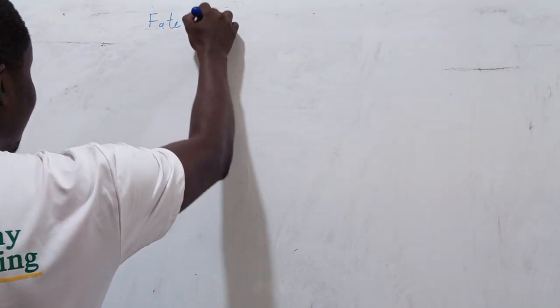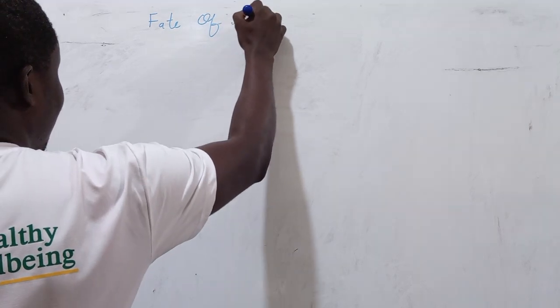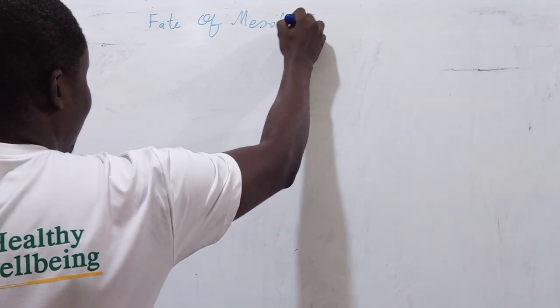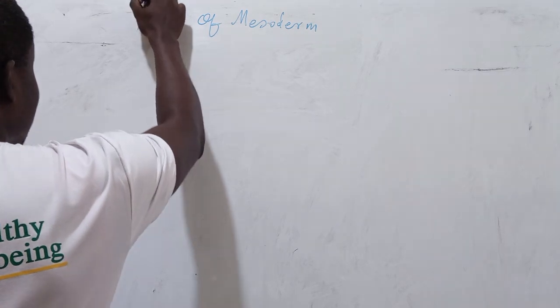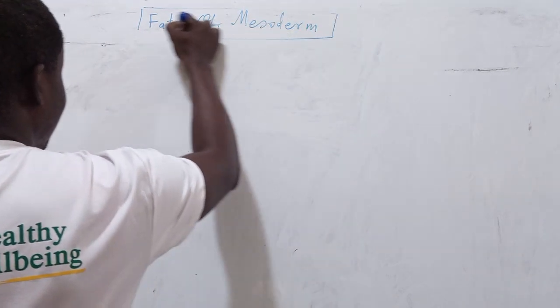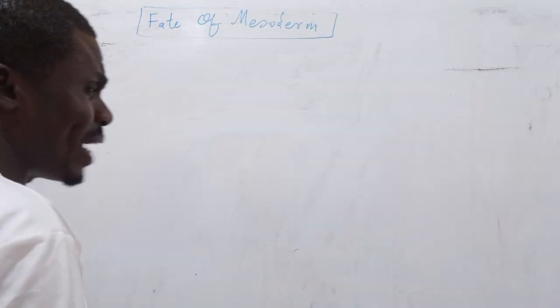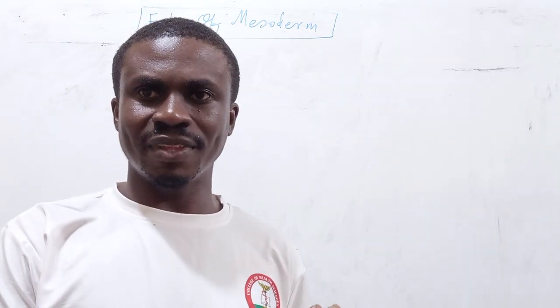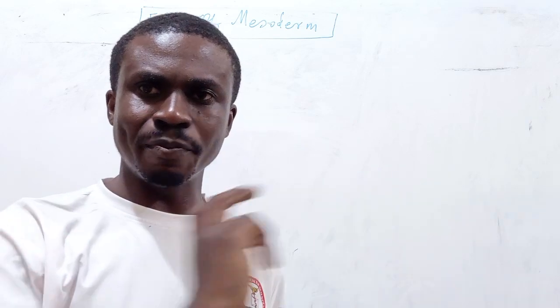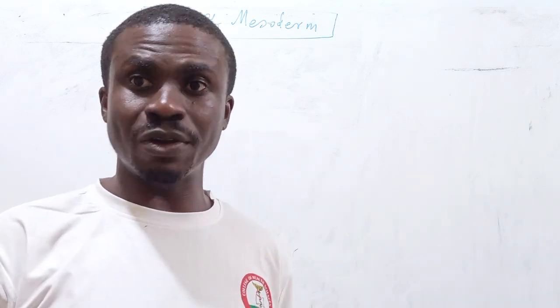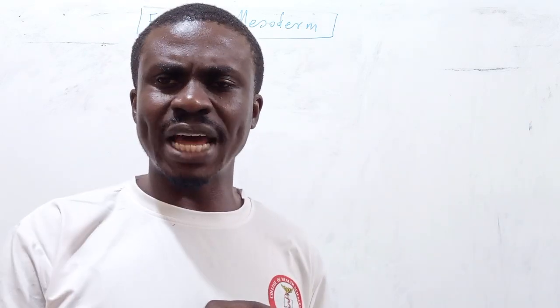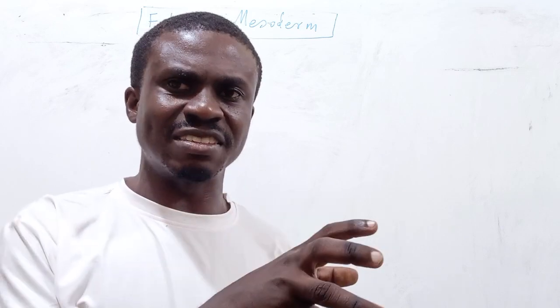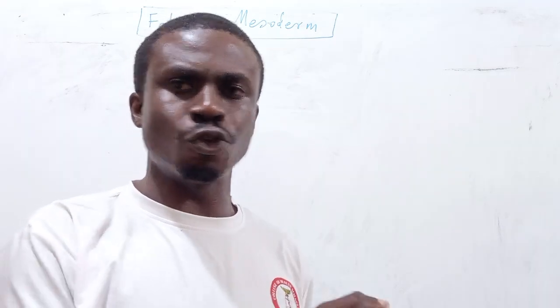So fate of mesoderm after gastrulation. That's what we want to look at. And my friends, what are those changes? So the changes will be that we are going to convert this single mesoderm into 3 components. But make sure that we know the axis. So our axis is the neural tube. Yes, the notochord is also there.